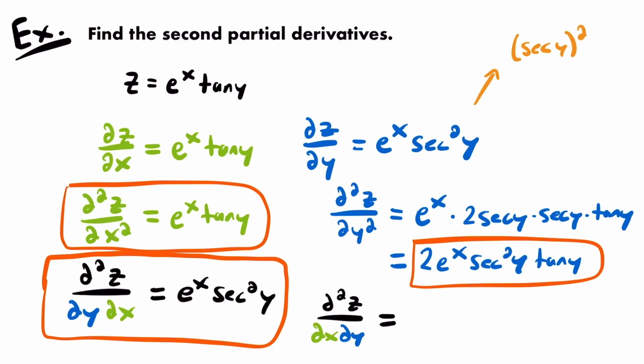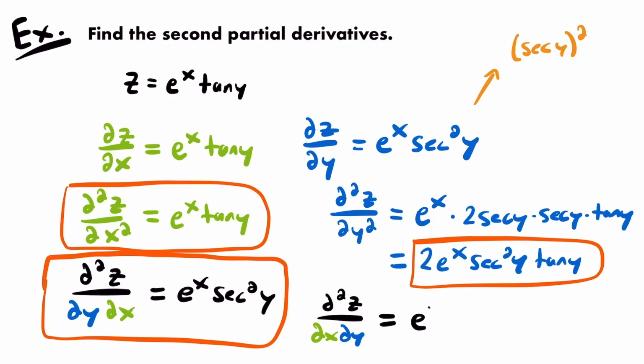All right, so what would that be equal to? Well, we're differentiating dz dy with respect to x, so we're treating y as a constant. So secant squared y is just a constant value, right? You'd have secant squared of some constant value, which would still be a constant. So the only thing we have to take the derivative of here is e to the power of x, and the derivative of e to the power of x is just itself. So actually, nothing changes here.